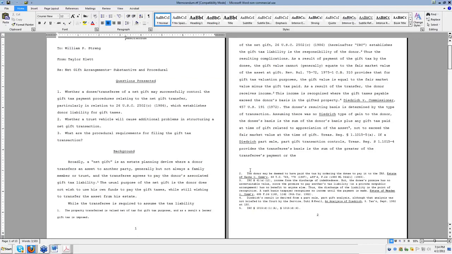Okay, so further explanation here. The usual purpose of the net gift is the donor does not wish to use his own funds to pay the gift taxes while still wishing to transfer the asset from his estate.